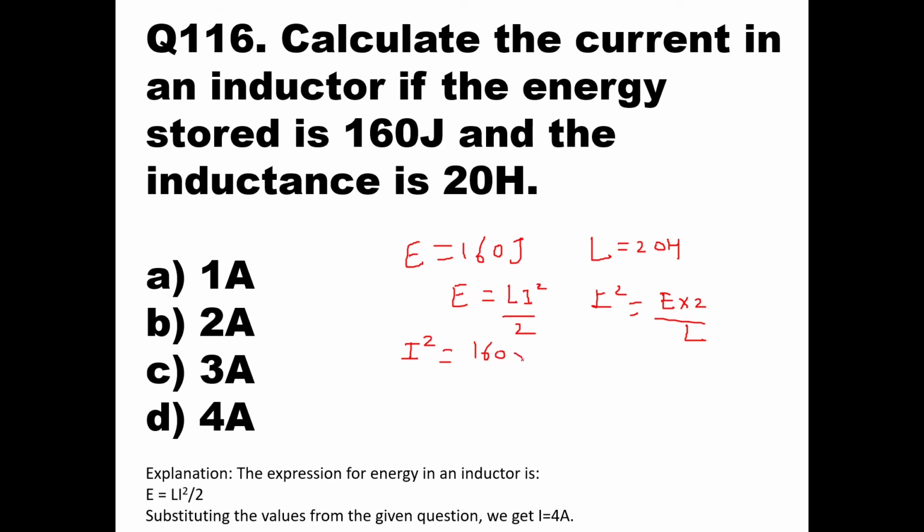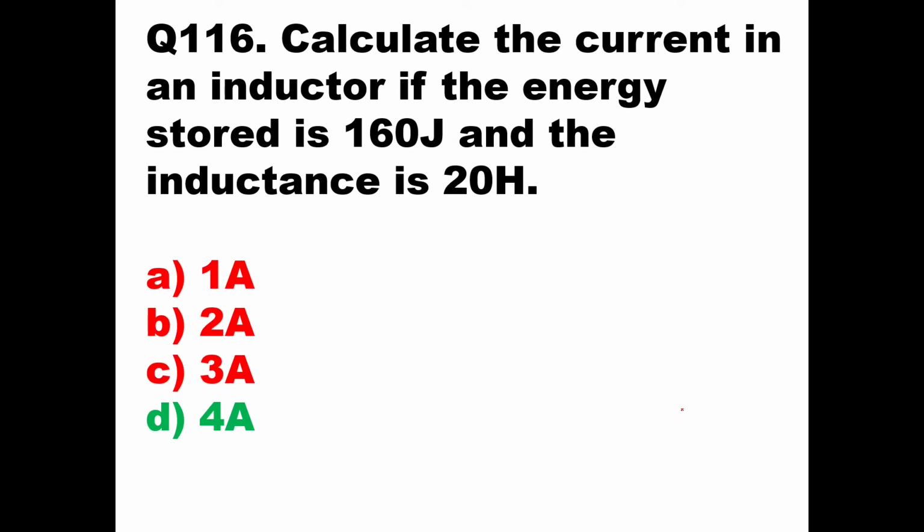160 into 2 upon L is how much? 20. Okay. So this 0 goes, this 0 goes, this 2 goes, this 2 goes. It is 16. That means I is equal to under root 16, that means I is equal to 4 amperes. Okay, so here the answer will be D, 4 amperes. Right. Then we'll go to the next question.